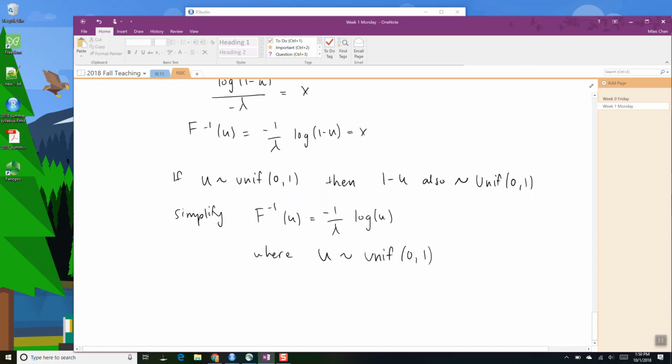So we can do that. And this is how, if we wanted to make our own function to generate random values from the exponential distribution, we would draw u from the uniform and then plug them into our inverse CDF function. And this will produce values according to the exponential distribution.